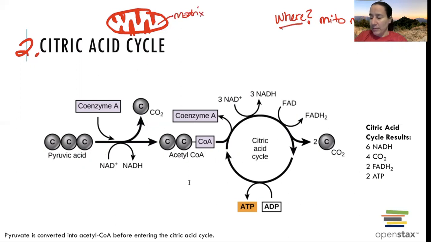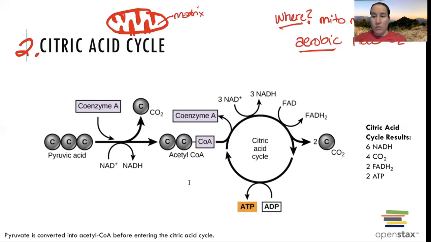So you need to know where it's happening. Mitochondrial matrix. Is it aerobic or anaerobic? This process is aerobic. It has to have oxygen or we don't go to the mitochondria and we undergo fermentation, which will be later on. So this is aerobic. We need oxygen.